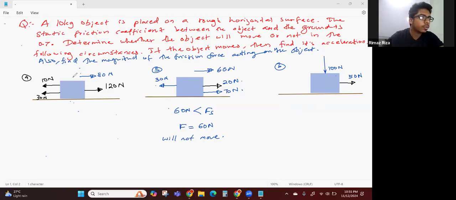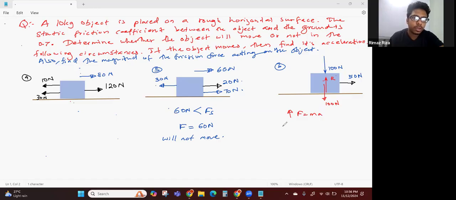So let's mark the forces. Weight vertically downward, 100 Newton, and normal reaction force vertically upward, R. So we can consider the vertical equilibrium, or we can apply Newton's second law in this direction, F equals ma.